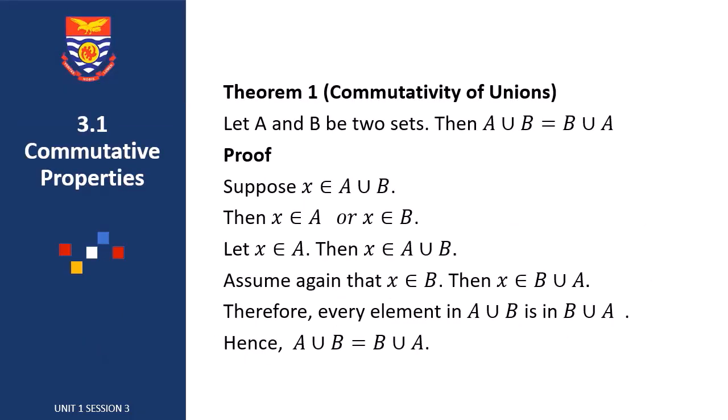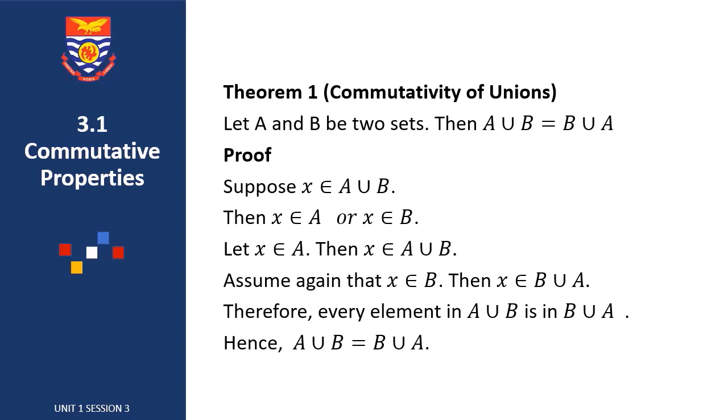We will now consider commutativity properties. And the first theorem to be considered under commutativity properties is the commutativity of union. Let A and B be two sets. Then A union B is equal to B union A. So that is the commutativity property of unions. Let's look at how to prove this property.